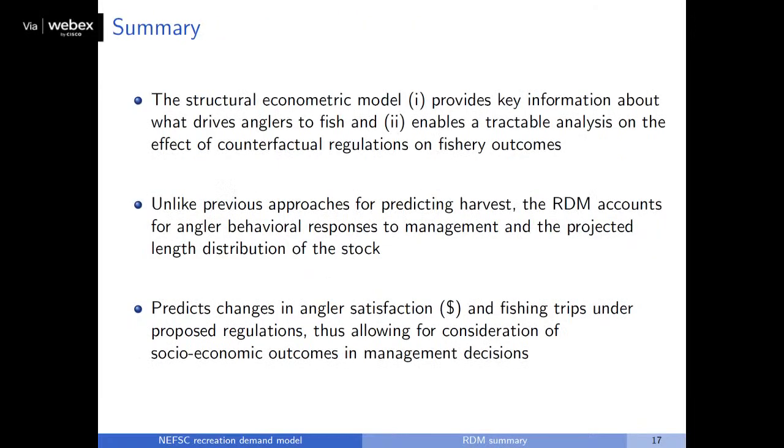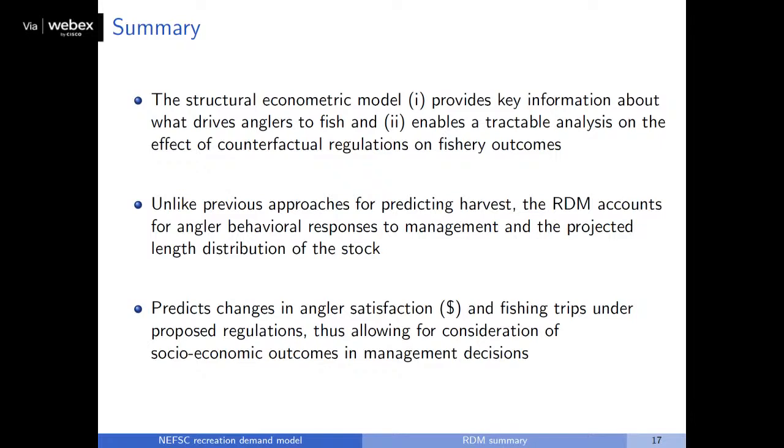To summarize, the structural econometric model provides key information about what drives anglers to fish, and we saw that it's driven largely by increases in harvest of summer flounder and black sea bass. Second, it enables a tractable analysis of the effect of counterfactual regulations on fishery outcomes. So any regulations or environmental conditions that lead to increased harvest, the model is going to pick that up and predict the increase in total demand for rec fishing.